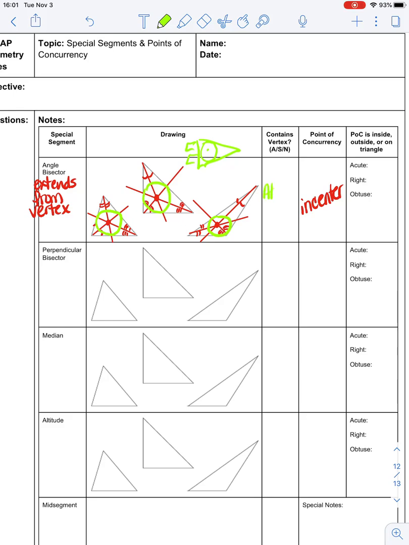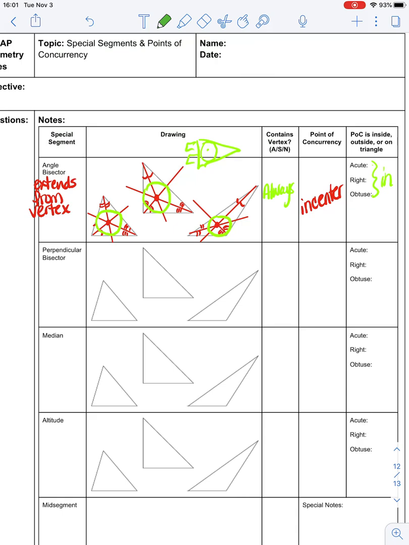Now, the angle bisector always contains the vertex of the triangle, because that, by definition, is what an angle bisector does. It extends from the vertex and bisects the angle. Notice that the point of concurrency for acute triangles, right triangles, and obtuse triangles is inside. That point of concurrency is inside the triangle in every case.